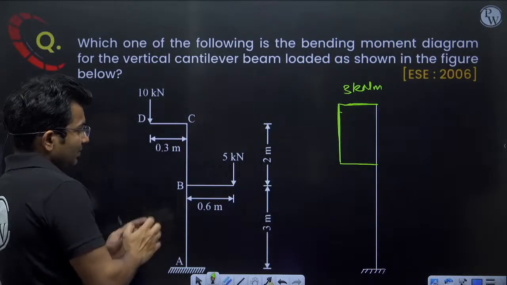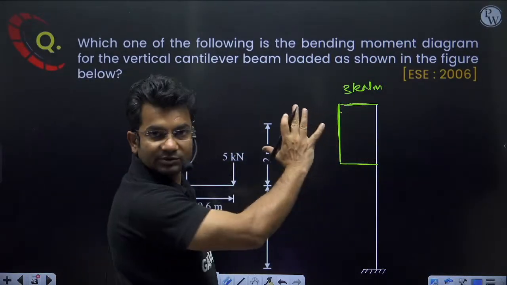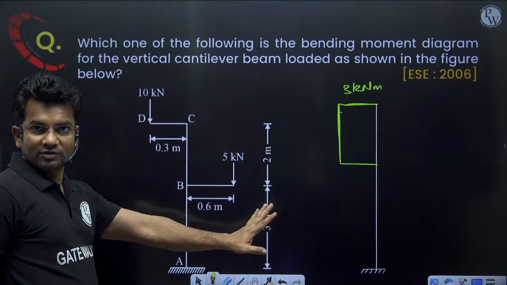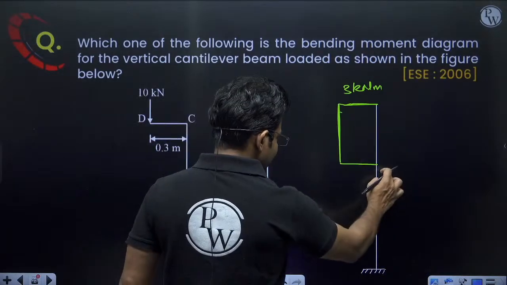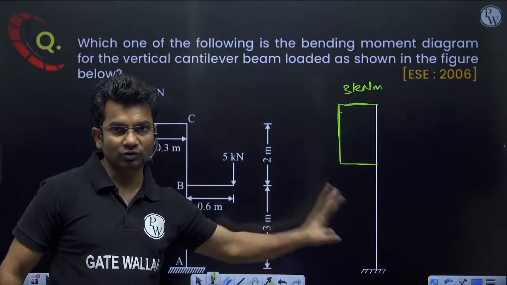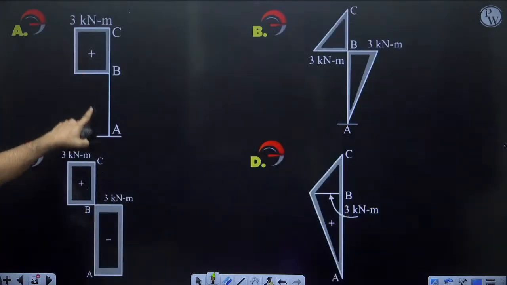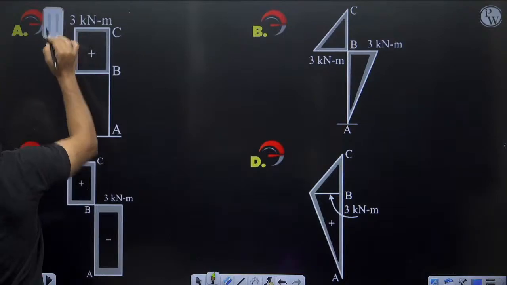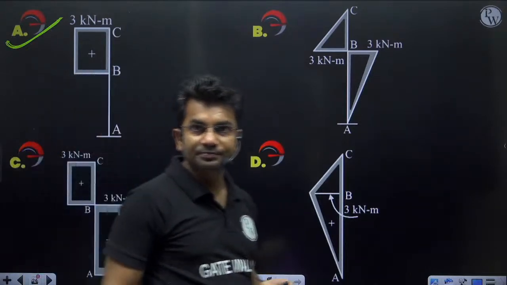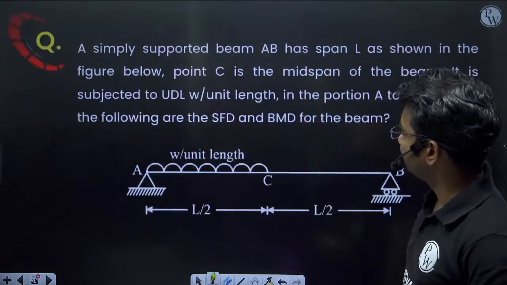Based on the reference, this can be positive or negative, but whatever sign I am taking, if this is positive, then that will be negative, and if this is negative, then that will be positive. So equal and opposite moments, and it becomes 0. So in this portion, my bending moment value will be 0. Is it clear? Any doubt? So I will be getting answer A. Option A will be the correct answer. I hope it is clear. Let's move on to the next question.